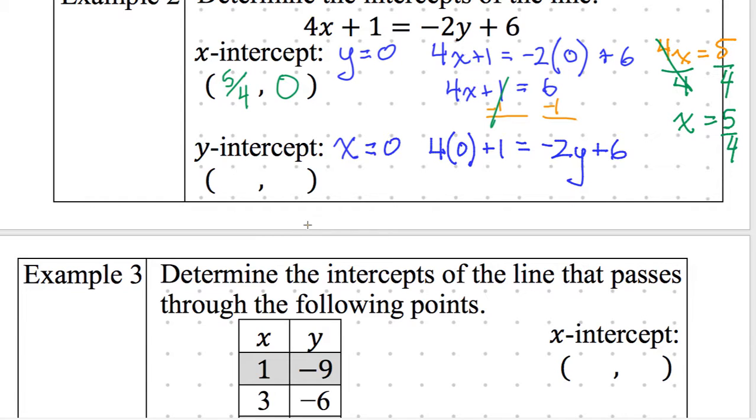4 times 0 is? 0. Plus 1. 1. So I have 1 is equal to negative 2y plus 6. This left-hand expression simplifies to 1. What am I going to do to both sides of this equation? Andres? Minus 6 on both sides. Minus 6, minus 6. Thank you, Andres.